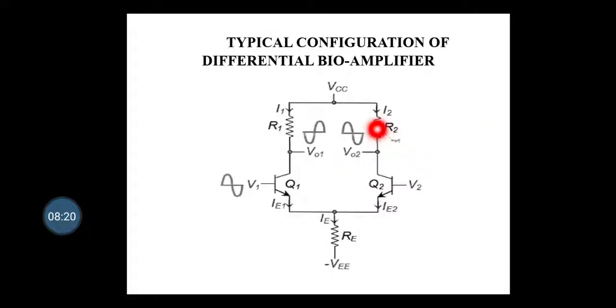This is the typical configuration of a differential bioamplifier using BJT. Here this is one BJT, and this is another BJT. It works in two modes, difference mode and common mode. In difference mode we apply V1 and V2 as different voltages. That is, the Q1 BJT operates at one voltage and the Q2 BJT operates at another voltage. According to this, two inputs will be processed and it will generate one output. This output will be noted at these two points and tabulated for the difference voltage applied to these two terminals.